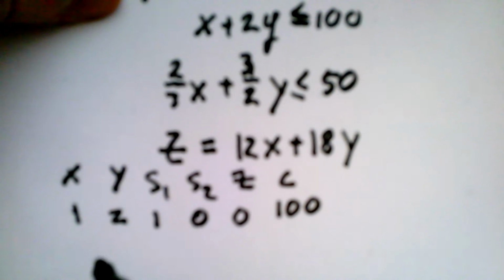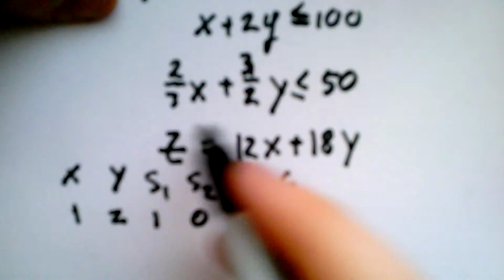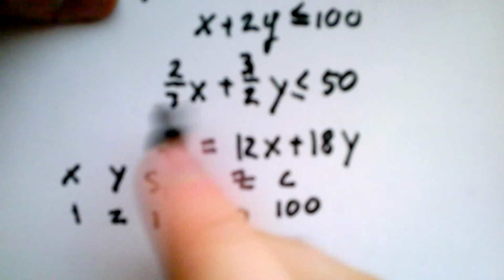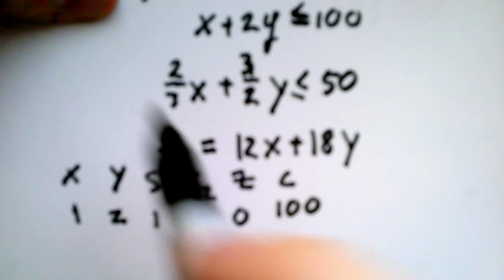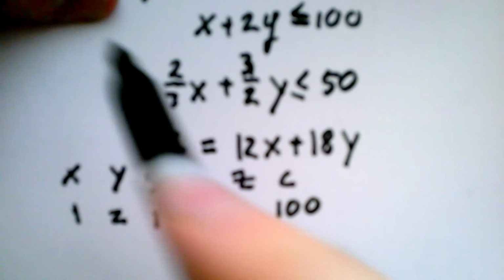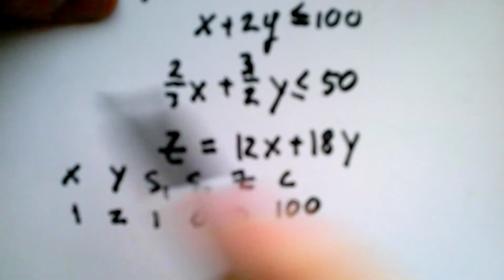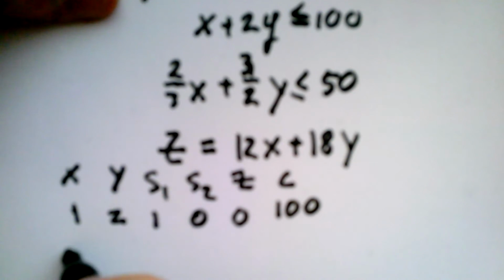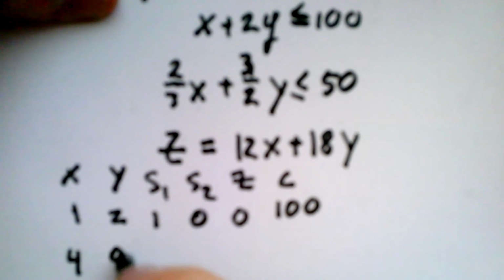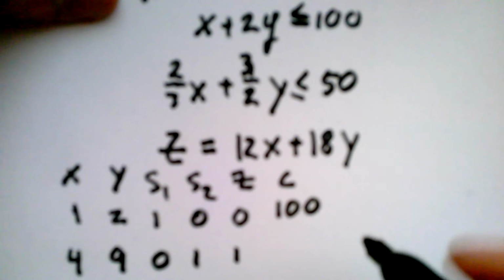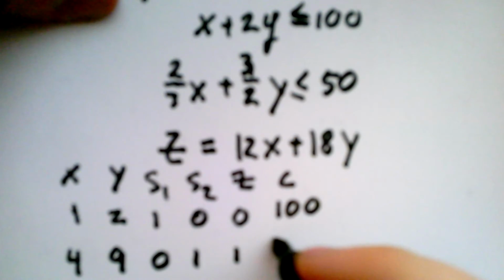The next row is going to be, I'm going to multiply through by 6 just to get rid of the fractions. So 6 times 2/3, 6 is 2 times 3, the 3 in the top and 3 in the bottom cancel, leaving me with 4. So we have 4x, and then we have 9y plus our second slack variable, because this is the second constraint equation. There's no z in here, and 6 times 50 is 300.